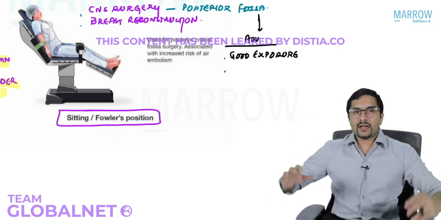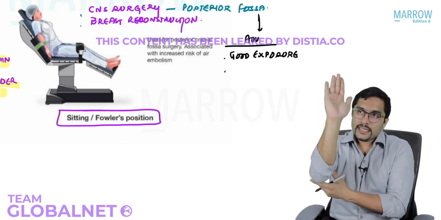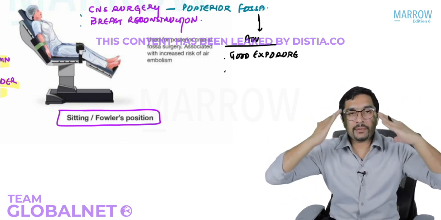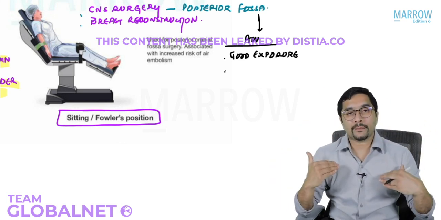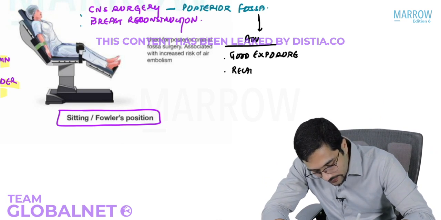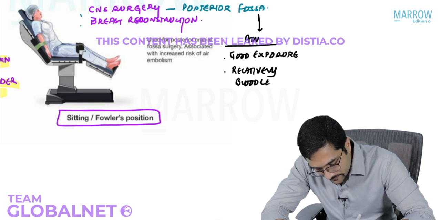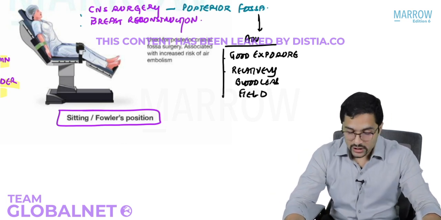And the second advantage is when the patient is head end up and foot end low, or is sitting, what is going to happen? Because of gravity, all the blood is going to come down, right? So when the blood comes down, we get a relatively bloodless field. So that is the advantage of the sitting or the Fowler's position.